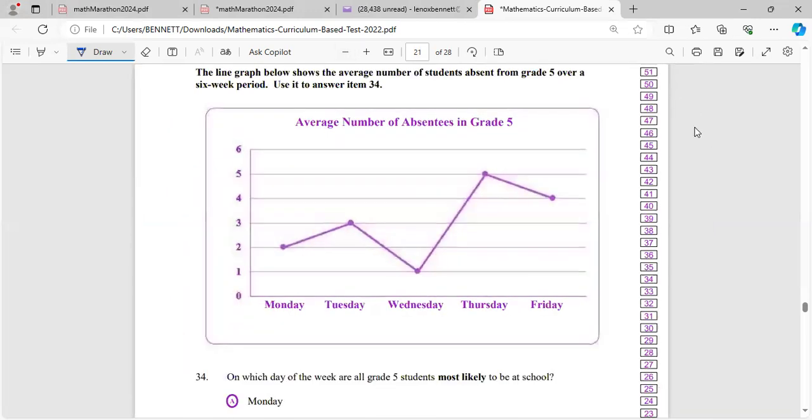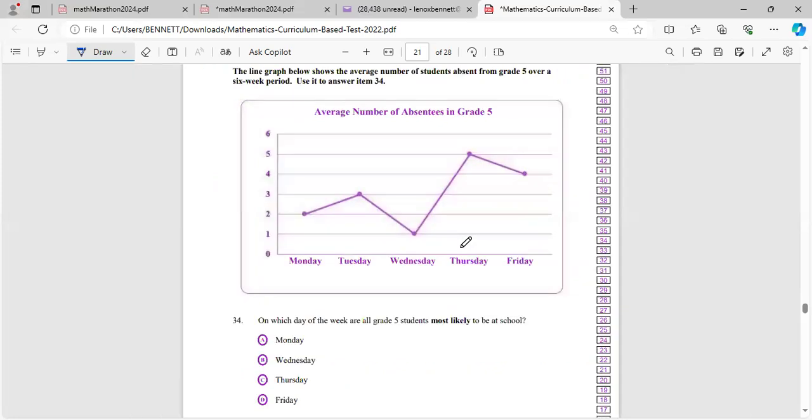Alright, the line graph below shows the average number of students absent from grade 5 over a 6-week period. Use it to answer item 24. Send that one here to me because it's gonna trick a lot of persons. This is more like a mental type. It says, on which day of the week were all the grade 5 students most likely to be at school? Is it Monday, Wednesday, Thursday, or Friday? WhatsApp your answer to me, please, for 34.